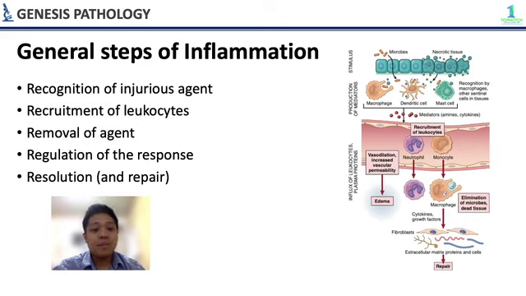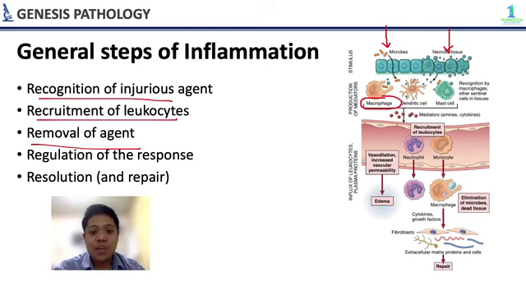So, the general steps of inflammation. First is recognition of the injurious agent. So, the stimuli for inflammation can range from microbes to necrotic tissue, and then nagkakaroon ng recruitment of leukocytes because these leukocytes recognize these stimuli as foreign or parang pathologic, so pupunta sila dun sa area. And then, nagkakaroon ng removal of the agent because these white blood cells, mga macrophage, dendritic cells, mast cells, mag-release sila ng mga substances that will kill the agent, okay, or remove it.